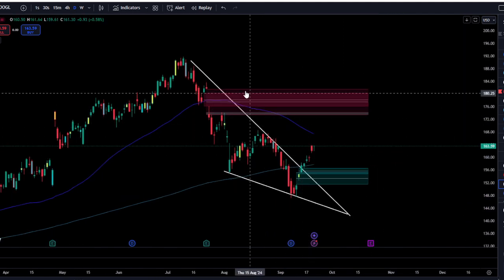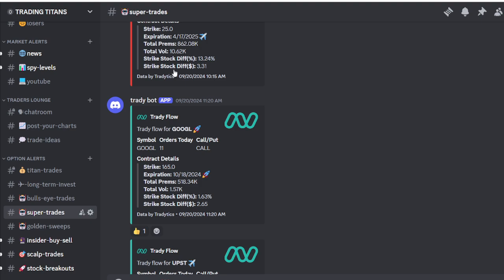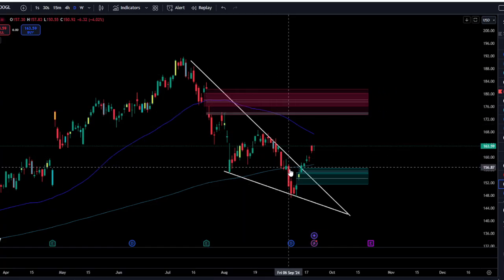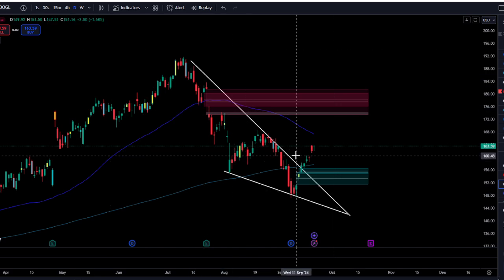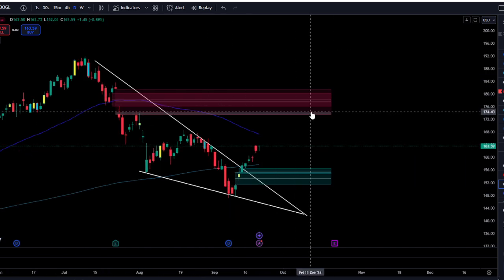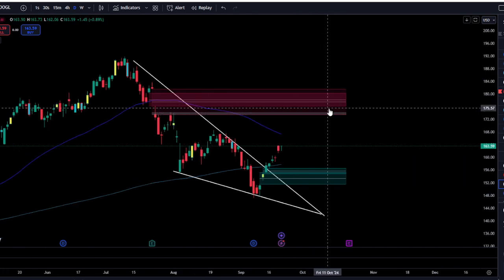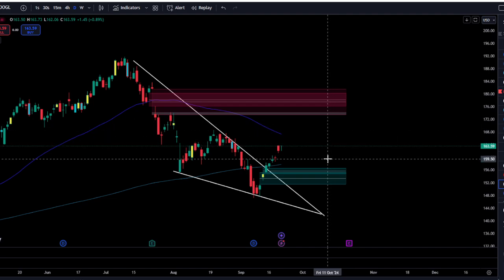So given when the bot alerted this, let's see when the bot actually alerted this. So you had 165. So this is alerted on September 20th, right? So I would say this is a good play, given the breakout of this falling wedge, given how it looks, given the fair value gaps to the upside that need to be mitigated. I would say this is a good play. Now, could you get a better entry? Sure.